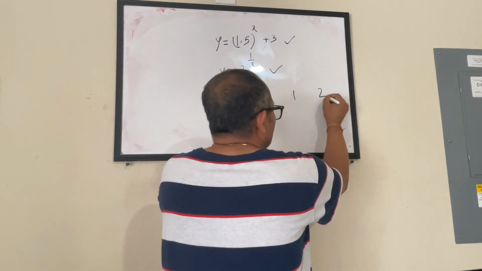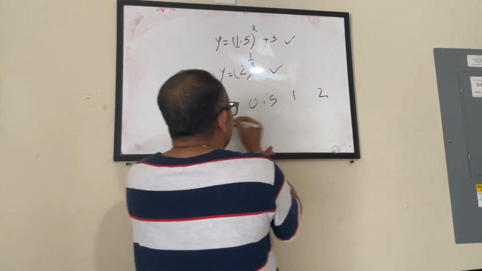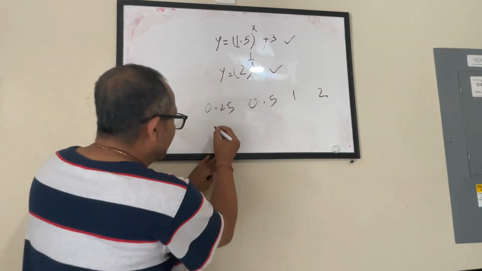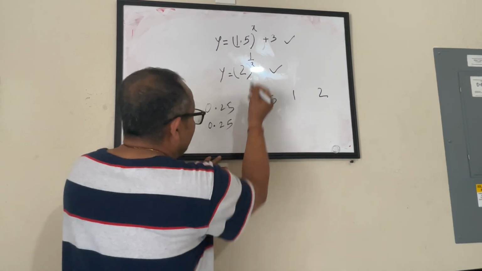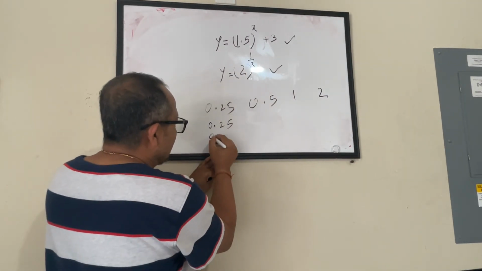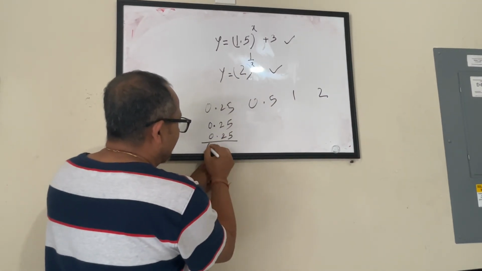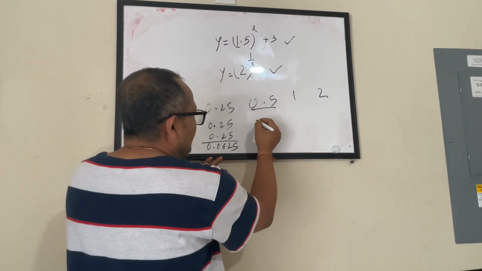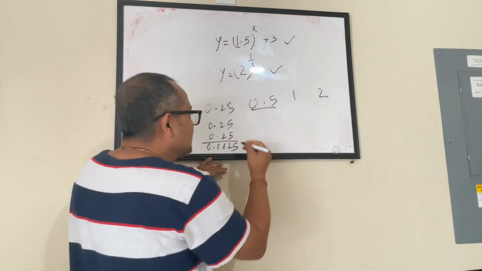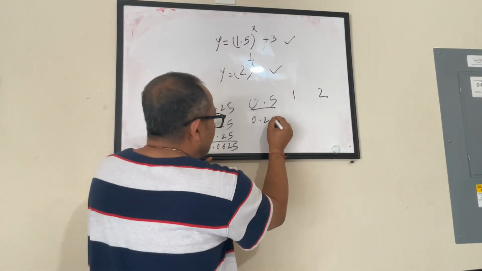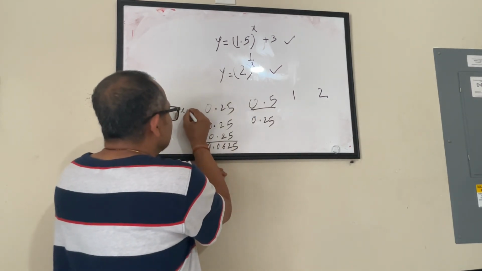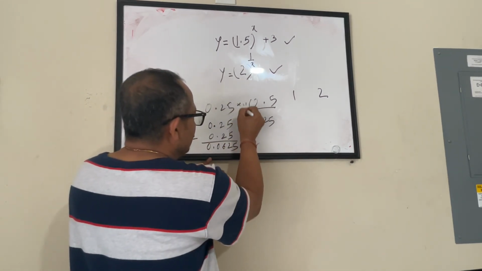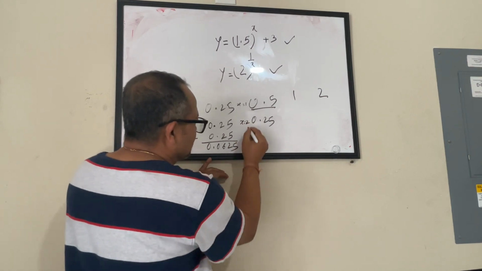1, 2, 0.5, 0.25. Okay. Now, when you multiply 0.25 with 0.25, meaning the power becomes 2, what would the value be? It will be 0.0625. When you multiply 0.5 with 0.5, it becomes 0.25. So this is for x equals 1, this is x equals 2. Okay? Here x equals 1 when your power is 2.